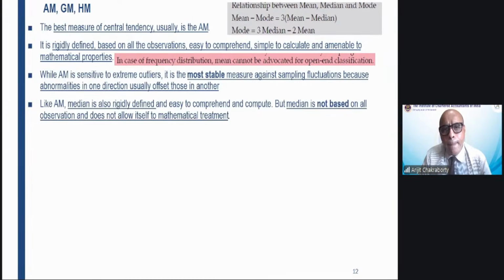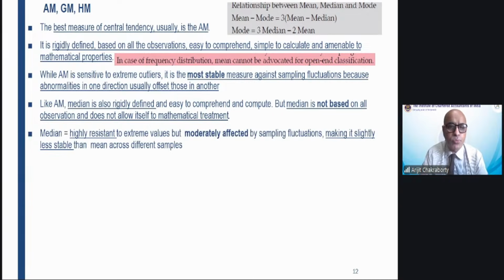Similarly, like arithmetic mean, median is rigidly defined. We know the middlemost value. It is quite easy to understand and compute. For example, if the number of observations n is odd, we know the median is the (n plus 1) by 2-th value. If it is even, then we have another approach. But median, even though it is flexible in certain circumstances, is not based on all observations. Plus, median cannot be used for further mathematical treatment or further algebraic analysis.